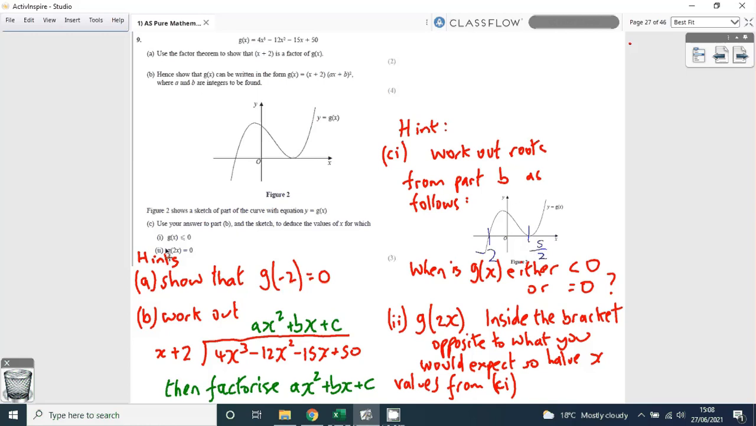Then C part 2, that is just a transformation of a graph. Remember, anything inside the bracket affects the x values but does the opposite to what you would expect. So rather than doubling the x values, this 2x is going to halve the x values. So your answers to part 2 will be half your answers to part 1.